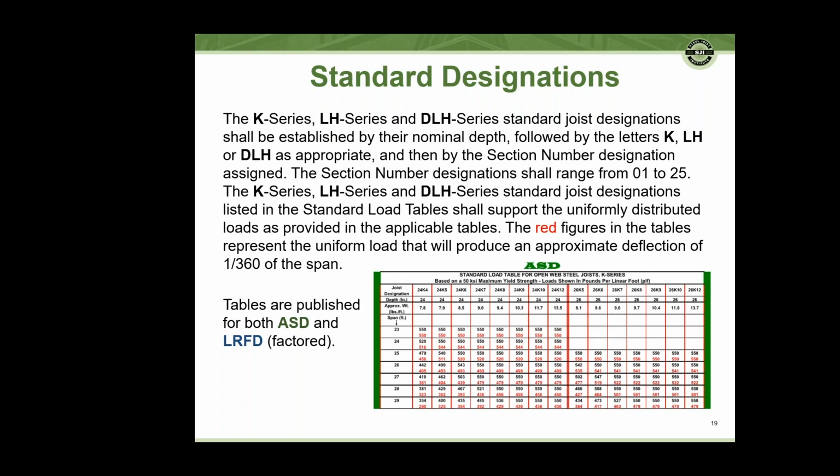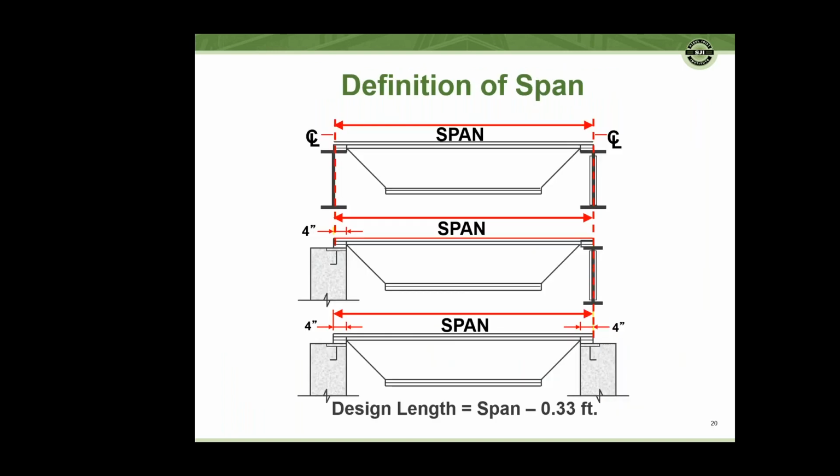And then the red figures in the tables represent a uniform load that would produce an approximate deflection of 1/360 of the span. And then for each of these series, in terms of the non-composite joist for K, LH, and DLH, we publish these in both ASD and LRFD format, with the LRFD format listing factored loads. This slide just demonstrates when we're reading those load tables, there's a listing of the span length.